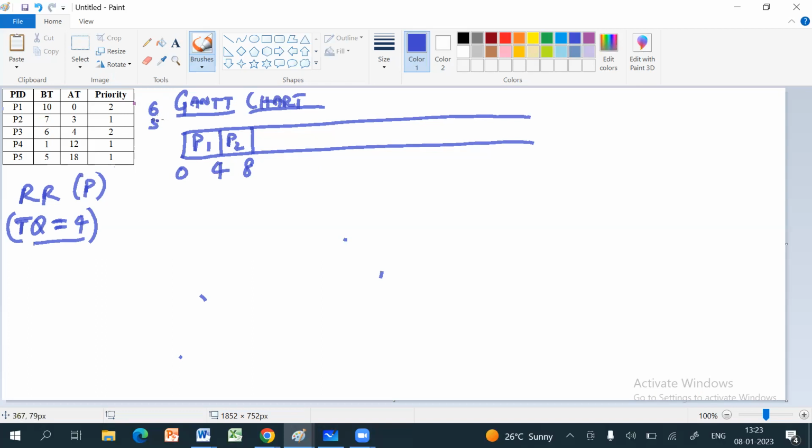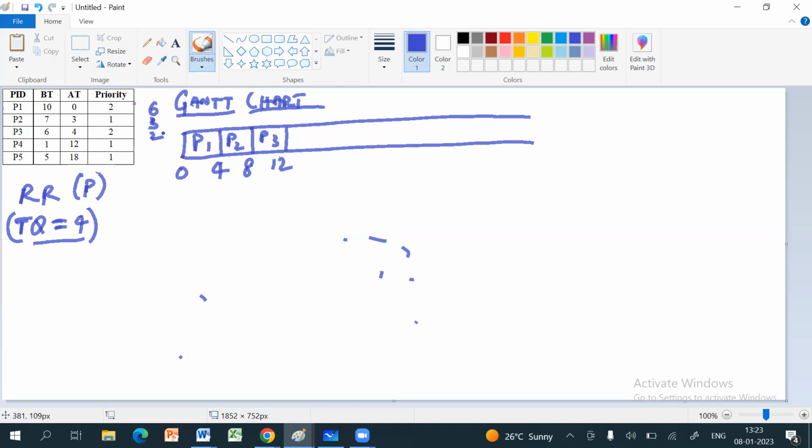Because we have to go to the next round again. They haven't yet completed successfully. Right, so P3 is next in order. So P3 has burst time of 6, but still it will continue only for time quantum of 4, that is till 12. So the remaining time is 2.